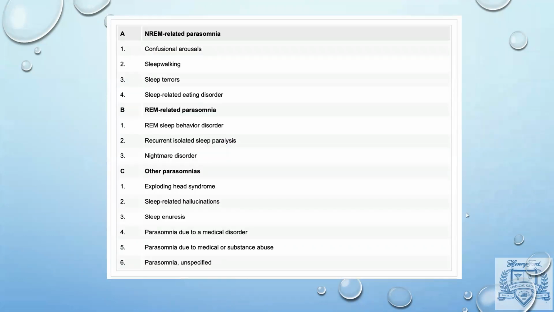This is the list of all the parasomnias. We'll try to cover most of it, which is pertinent for adult medicine. We'll probably skip through sleep enuresis, which is not really that pertinent for you guys here.